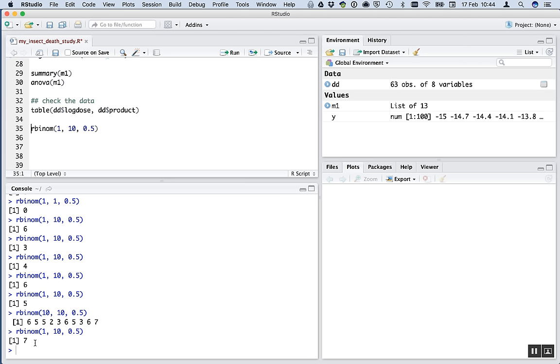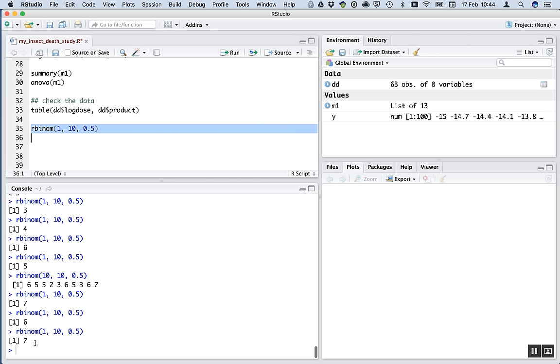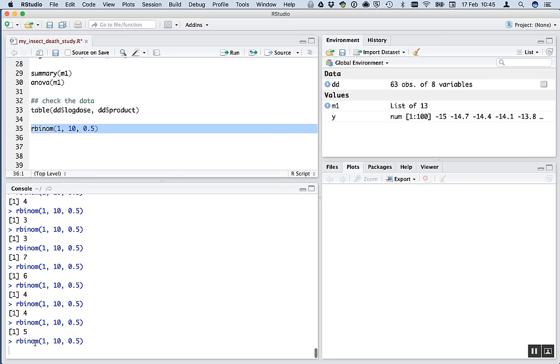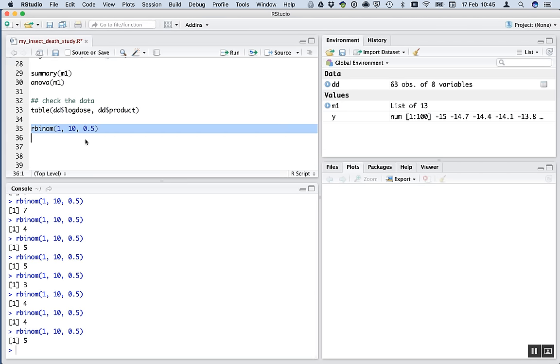We can run it again. 6, 7, 5, 6, 5, and so on. Can we ever get one? It's very unlikely that only one comes up heads. Not yet. Anyway, I'm not going to continue doing that.